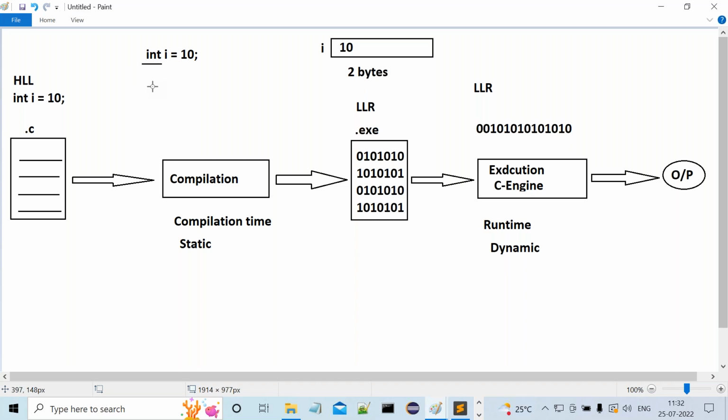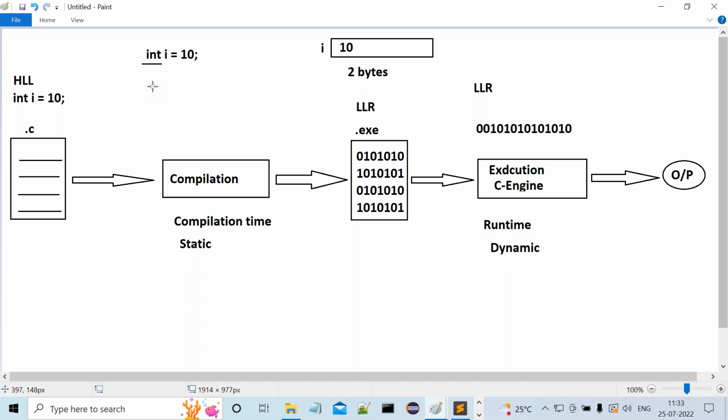There are 2 types of data types in general. What are the 2 types? Primitive data types and user defined data types. We don't require user defined data types as of now, leave it. Only primitive data types we require here. What is the meaning of primitive data type? All of you observe carefully.